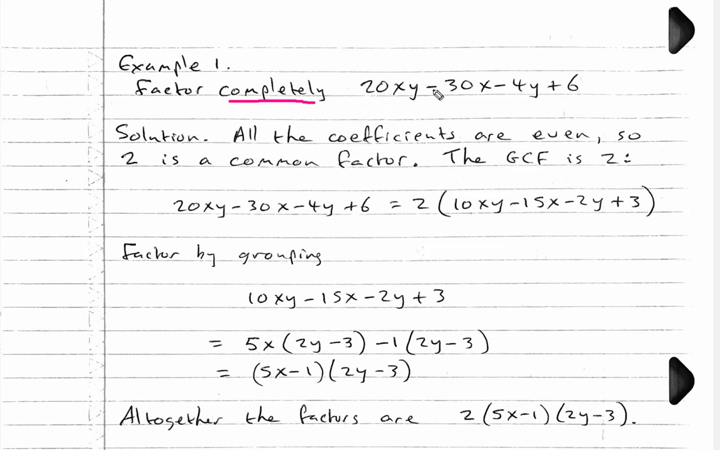The first step here, there is a greatest common factor. Again, we see all these coefficients are even, so 2 is a common factor. This is 2 times 2, this is 2 times 3, so nothing else in common to all 4. So the greatest common factor is 2.